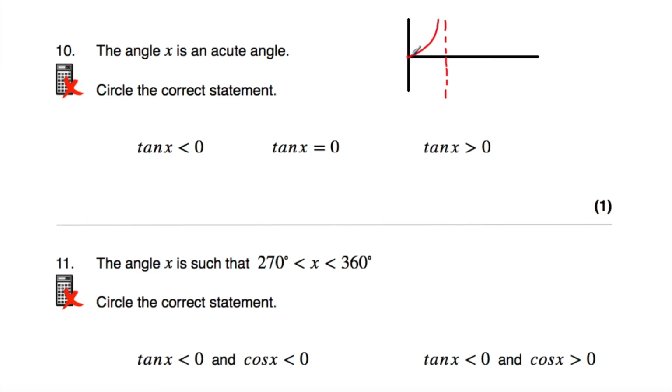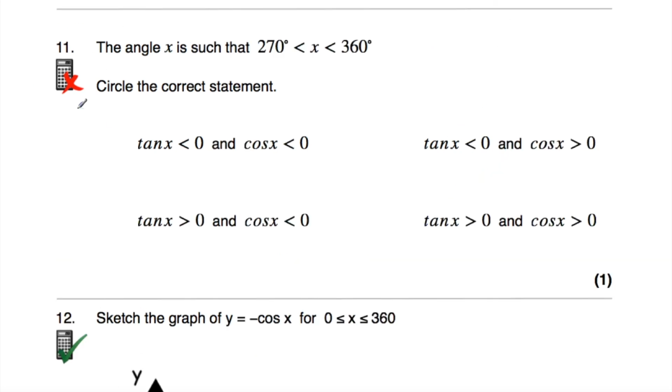So as you can see here, whenever you work out the tan of an acute angle between 0 degrees and 90 degrees, you're going to get a positive answer. The tan of 45 degrees is equal to 1, for example. So the tan of this acute angle will always be positive. It's above the x-axis. So that means that tan x will be greater than 0. So that's our answer there. And that's it. Okay, let's look at our next question, question number 11.